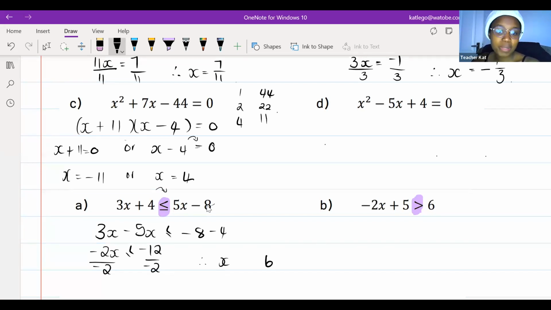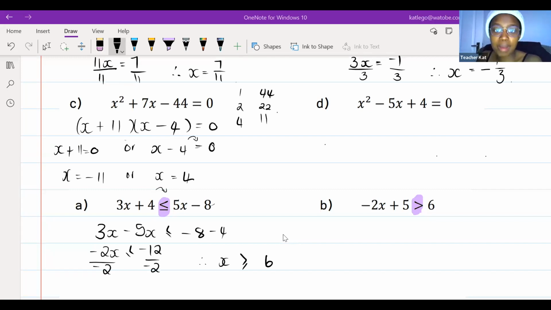Oh, we need to remember something. Who remembers something about inequalities? What happens when you divide by a negative, guys? Oh, we swap. Sorry, we swap. Yeah, it changes around. So now it becomes x greater than or equal to 6. Oh, okay, that was close. Thank you very much, Andy, for helping me with that one.